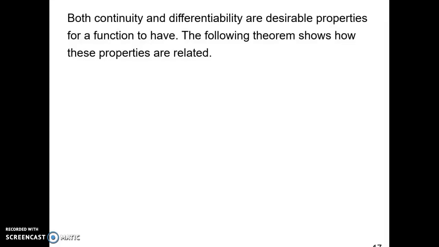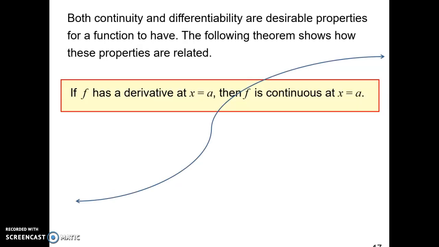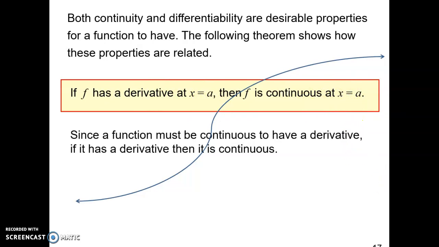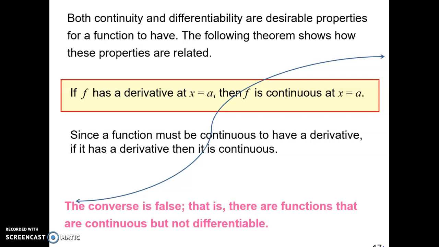So both continuity and differentiability are desirable properties for a function to have. This following theorem shows how these properties are related. It says, if f has a derivative at x equals a, then f must be continuous at x equals a. Well, we just said that if f is not continuous, then I won't have a derivative. So if I have a derivative, then I must be continuous. However, the converse of this is not necessarily true.